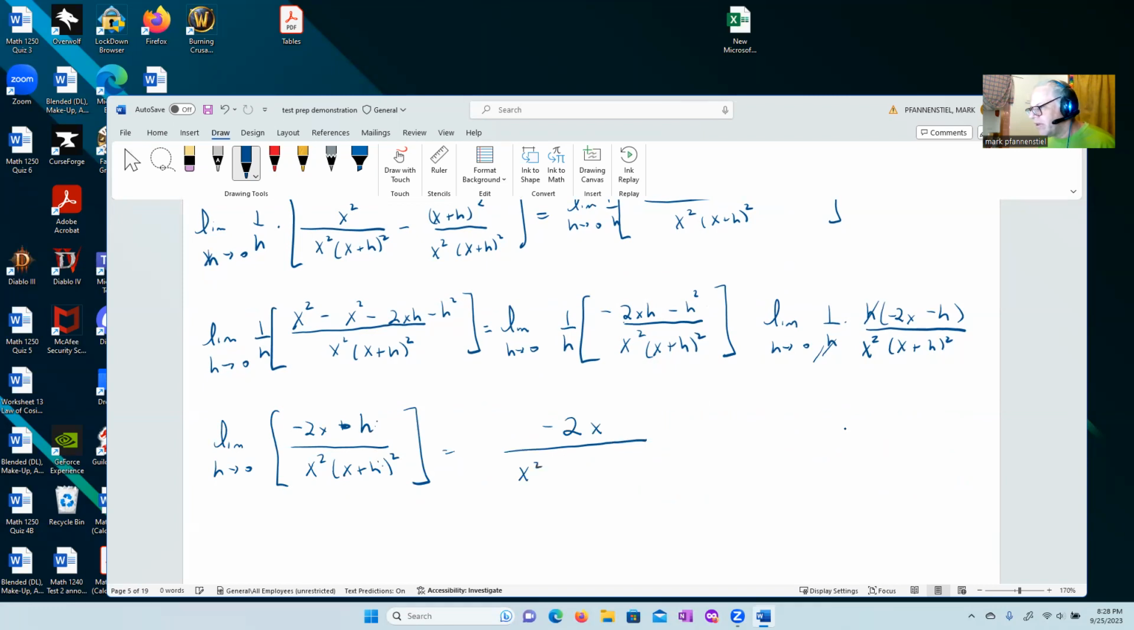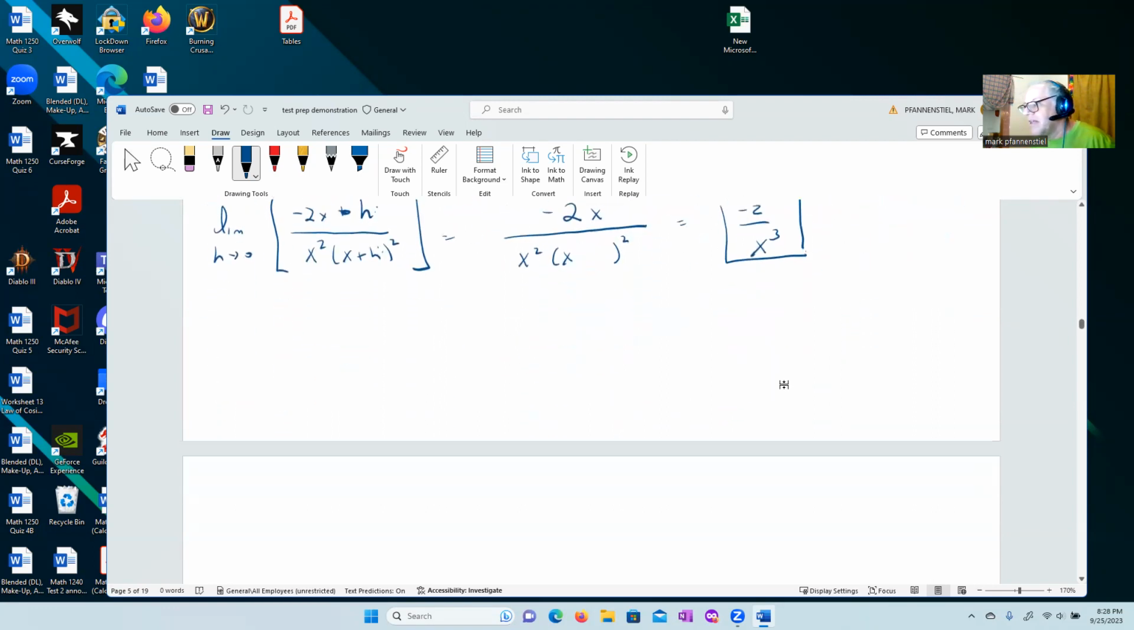We have x squared, and then we just have x plus some stuff squared, but that went away. One of the x's is going to cancel. We have x squared times x, and we end up with minus 2 over x cubed. And that is our derivative by the definition. It's important to be able to do that, because again, when you finish the engineering life and go off to do different things, you're going to have to take derivatives, but it's going to be spreadsheet derivatives.